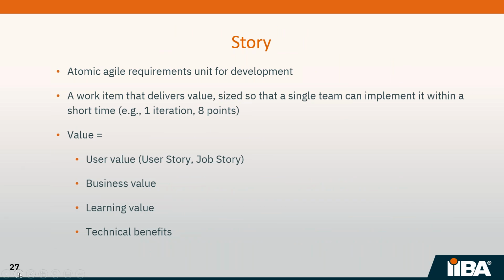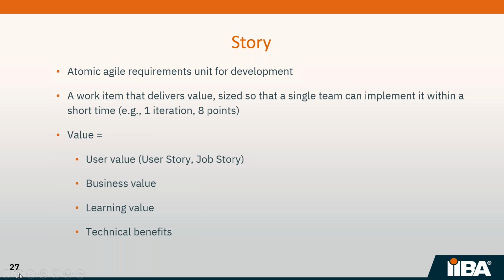So the story is the one that most of us are familiar with. It's the atomic Agile requirements unit during development. By the way, I think it's too small a unit to use for documentation purposes, which is why I talked for a few moments earlier about the feature. But during development is the ideal one. It's a work item that's small enough that can be done by a single team, as I mentioned earlier, within a short period of time.